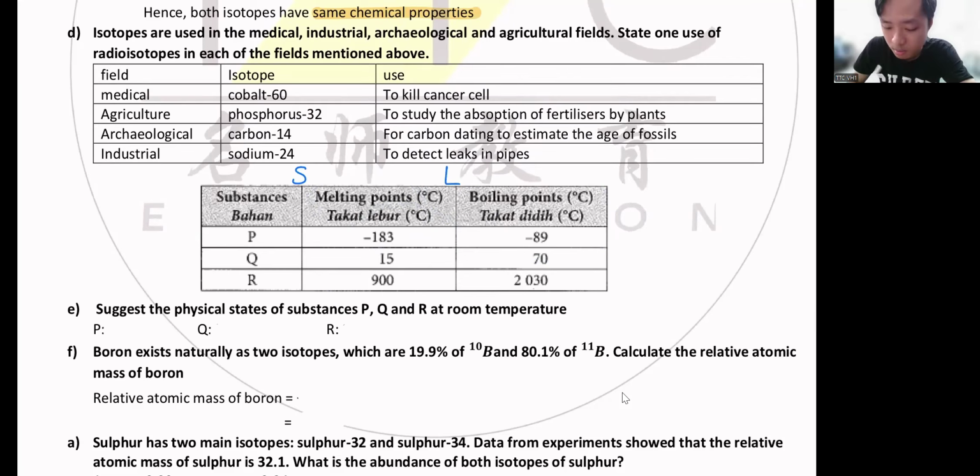Then boiling means liquid boils to gas. Room temperature means 25 degrees Celsius. Sometimes they might ask at 100 degrees Celsius, sometimes they might ask 25. If 25, you just arrange it in ascending order like this. So for P, 25 is greater than negative 89, so it qualifies as gas.